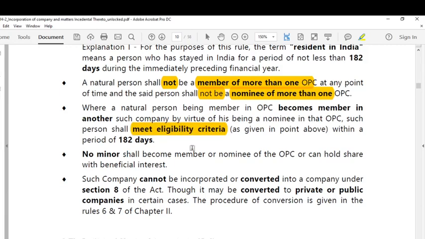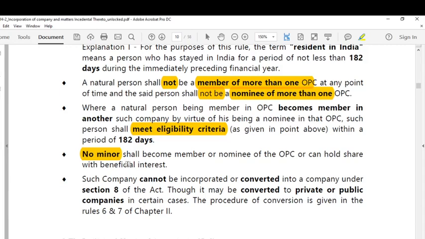What is the eligibility criteria here, my dear students? Only one person can become a member of only one OPC, and if he wants, he can become a nominee of another OPC, but the same person cannot be the member of two OPCs. That is the point you should remember. And if he happens to become a member by virtue of being a nominee of another OPC, in such a situation, the Act has given him an opportunity to meet the eligibility criteria within a period of 182 days. Within a period of 182 days, he should prove his eligibility. Otherwise, the second membership of OPC will become void. So that is the beauty of the provision, my dear students. You should remember. Don't get confused here or there. Very simple special provisions. There are 12 provisions. So now the 11th provision is about the minor.